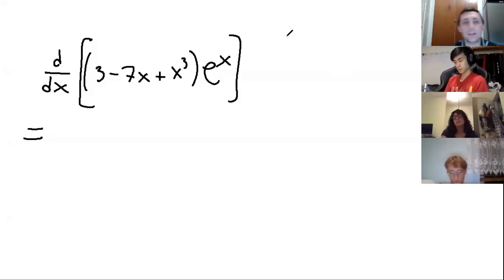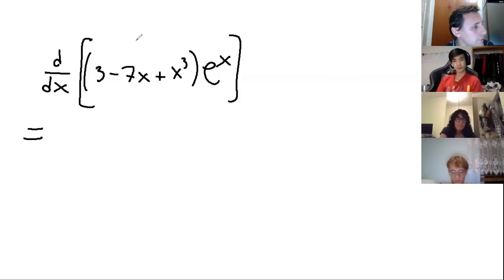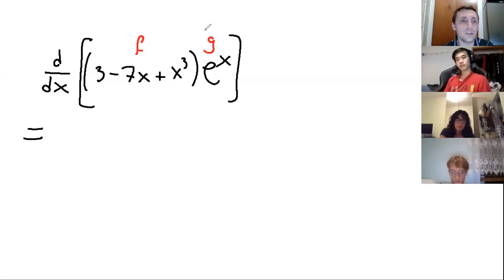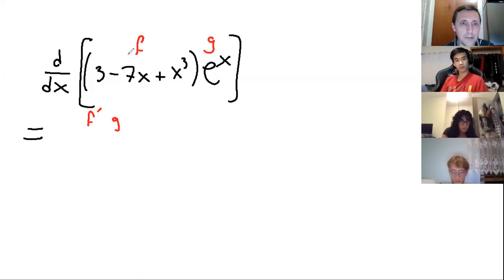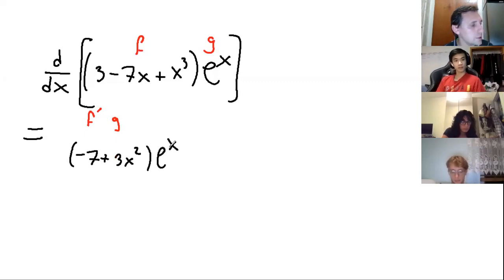All right, let's solve it together. So again, we can make this first function f, second function g, right? So what we have is a derivative of f times g is the first thing I write. So that would be derivative of f is minus 7 plus 3x squared. And then I don't bother with the second function, with g. Then I write plus. I don't bother with the first function.